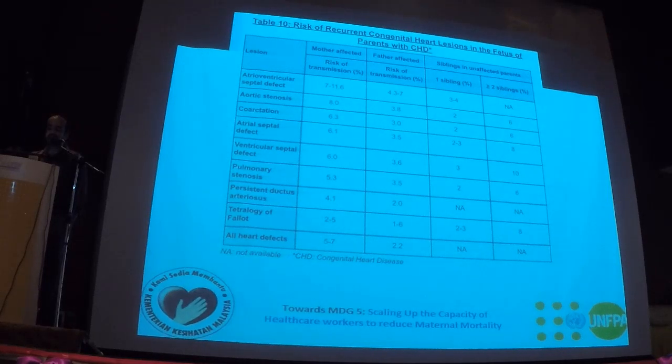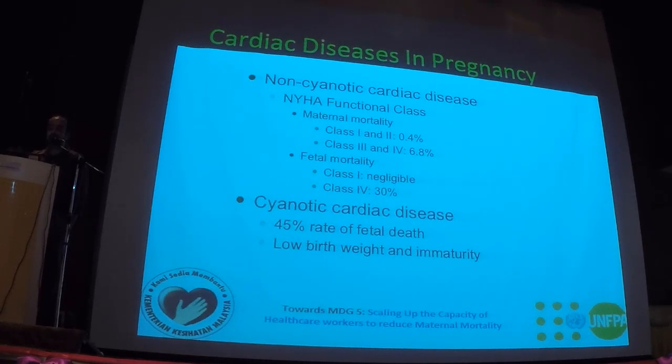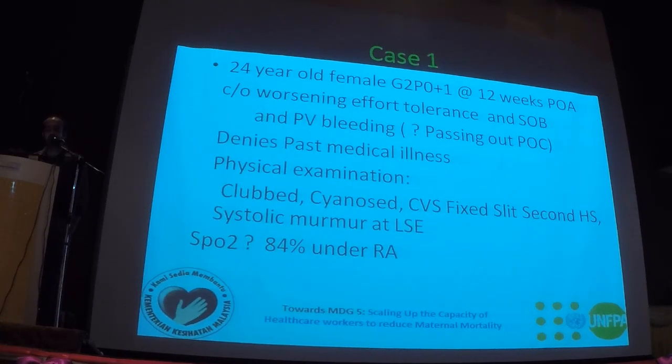Recurrent congenital heart lesions in the fetus of parents with congenital heart disease, normally the ones that you see commonly are ASDs. I think the rest is okay. Now cardiac diseases in pregnancy: for non-cyanotic cardiac diseases with a good functional class, normally the fetal mortality is quite low. However, cyanotic cardiac diseases have a very high risk of fetal death, and you also get low birth weight and immaturity. So now I'll just quickly go through a case presentation.